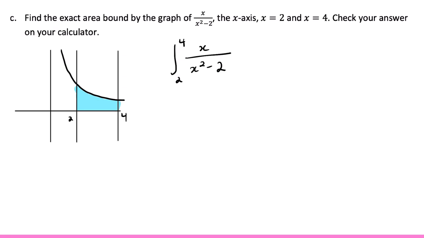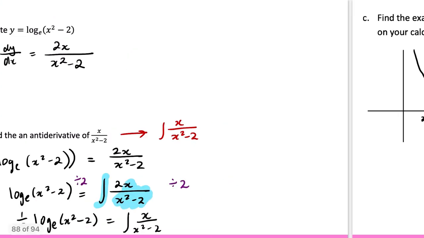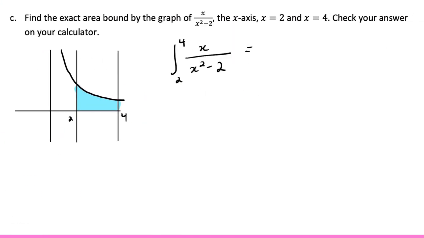Now, of course, we don't know how to find the antiderivative of that, but we actually have done that in the previous question using recognition. So the answer is a half log e of x squared minus 2. And that will be bound between 2 and 4, because that's the two boundaries that I need for my area. All right, now from there I can just work as normal.